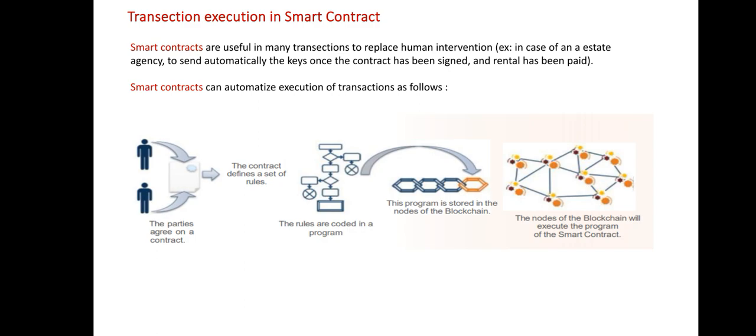Then the program is stored in the nodes of the blockchain. After that, the nodes of the blockchain will execute the program of the smart contract, and that contract is going to be finalized. This is the way smart contracts are evaluated. So what are actually the goals of smart contract?